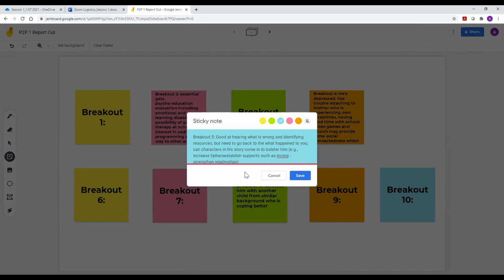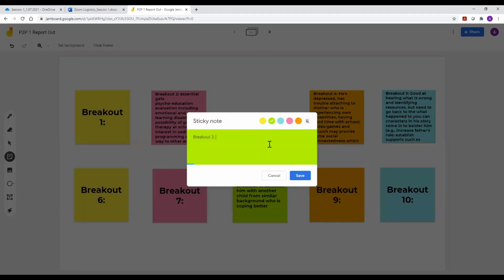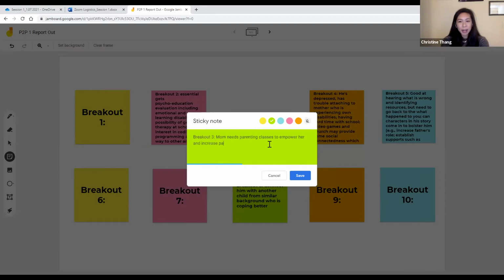I'm from group 3. So we were talking about maybe mom needs parenting classes to help empower her to be a better parent, like help with scheduling and just to be more assertive when she tells him what he can do and what he cannot do, like parenting skills, basically. Yeah. Do you have that at your practice?